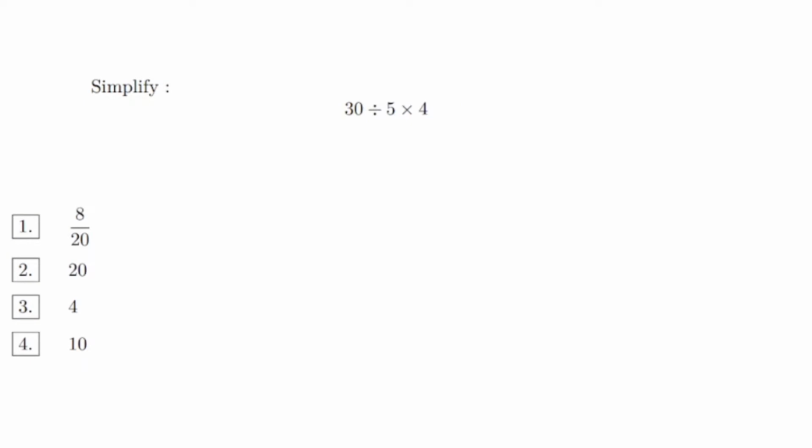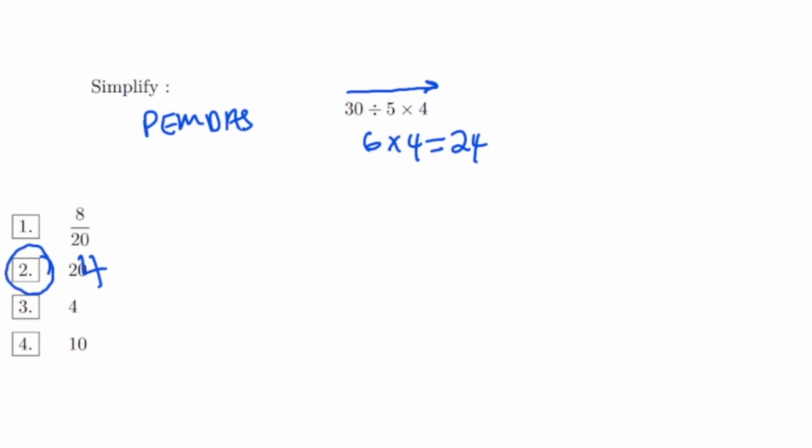So the correct answer is 9. Simplify 30 divided by 5 times 4. Again, you have to remember PEMDAS. And we don't have parentheses or exponents, but we do have multiplication or division. And since we have that, we have to work left to right. So 30 divided by 5 is 6 times 4. And this is 24. So actually, this should be the correct answer, 24. So you pick that one. Just to be clear, this is 24.